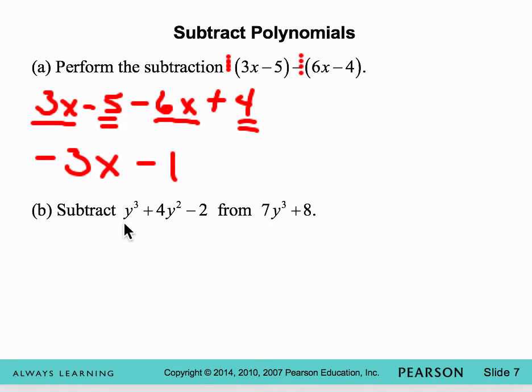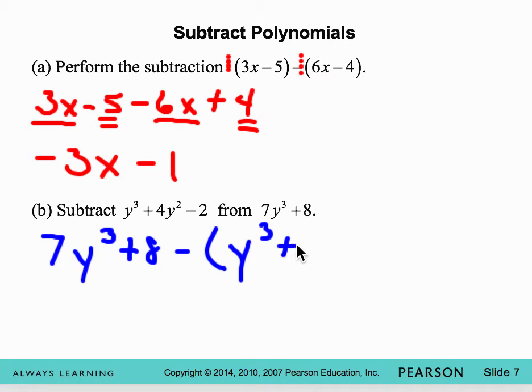Okay, be careful when they throw in English. It says subtract this trinomial from this binomial. That means I'm starting here. Subtract this from that. So be careful how you write it. This is 7y cubed plus 8. And then I want to subtract this entire trinomial. Okay, which means now my first step is to get rid of the parentheses by distributing that negative 1.